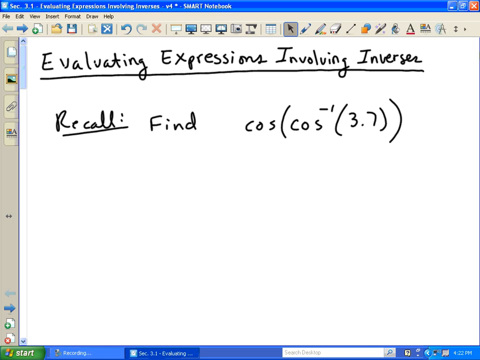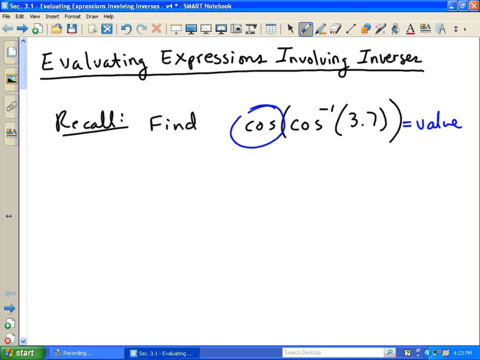I would like to now talk about evaluating expressions involving inverses. Recall that from an earlier topic we talked about what happens when you have the inverse of an inverse. So for example, on this one, find cosine of cosine inverse of 3.7. We talked about how you wanted to look at the outside function and find out what that outside function was telling you.